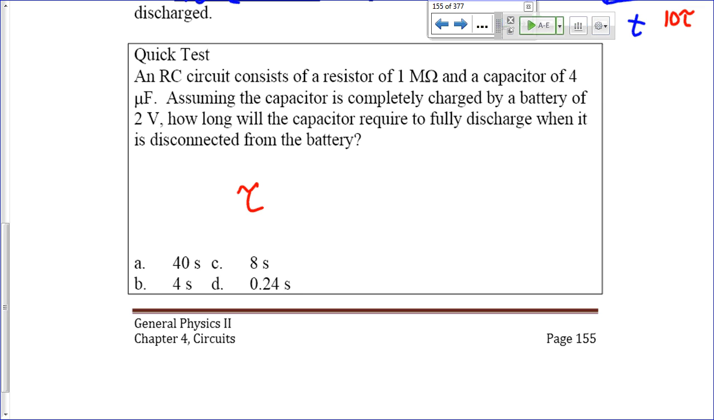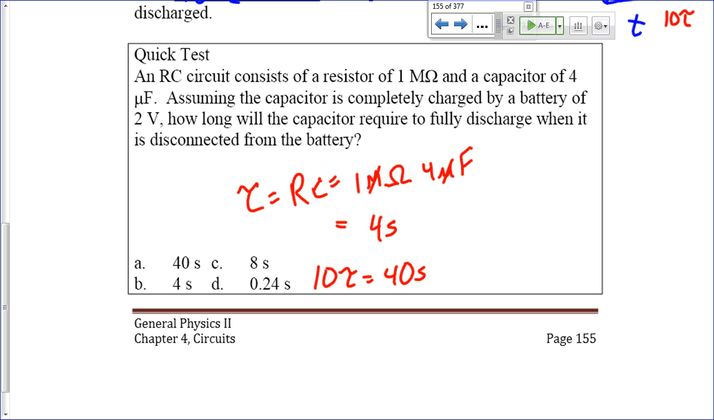I know that tau is equal to R times C. That's going to be 1 megaohm times 4 microfarads. A mega is 10 to the 6, micro is 10 to the minus 6, so they just cancel out, and I'm just left with 4 seconds. But then 10 times tau is equal to 40 seconds. So A is the right answer.